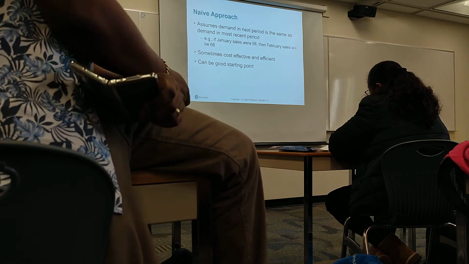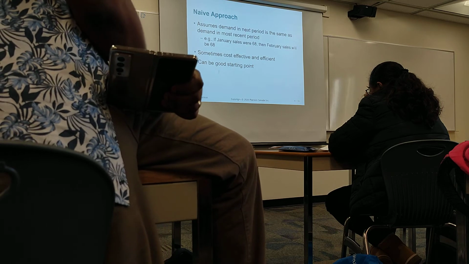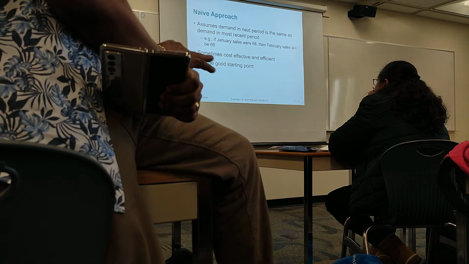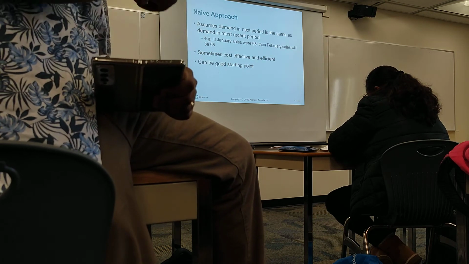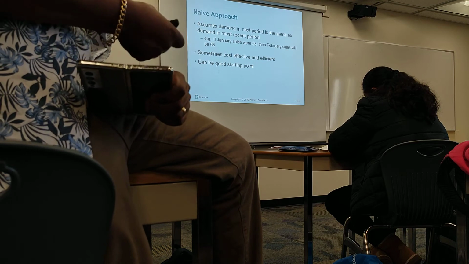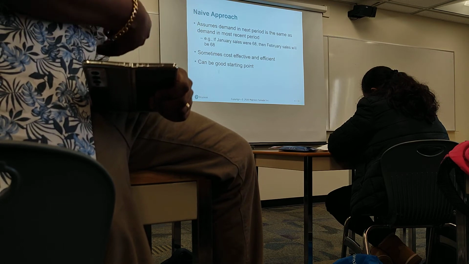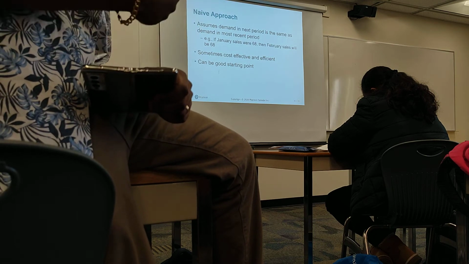Then the naive approach. Here, basically, January we have 68, so February we have 68. Naive, pretty simple. Often used when you're just starting up and you lack data. So when the business progresses, you can start having data to rely on to make predictions.